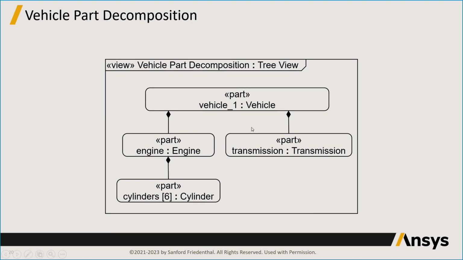Often, as this graphics gets more complex, you may only show one decomposition level at a time. So for example, I'd show the vehicle with its parts, and then on a separate diagram, I'd show the engine with its parts, the transmission with its parts, etc.